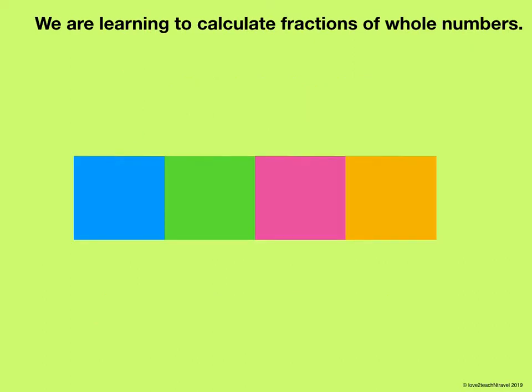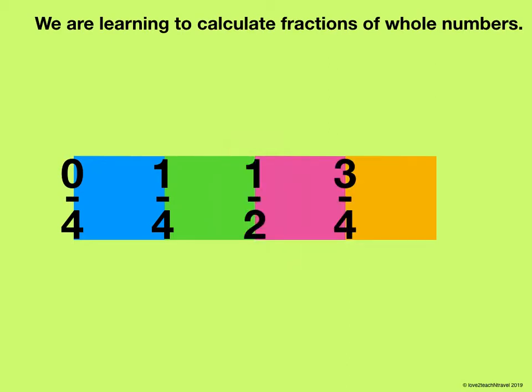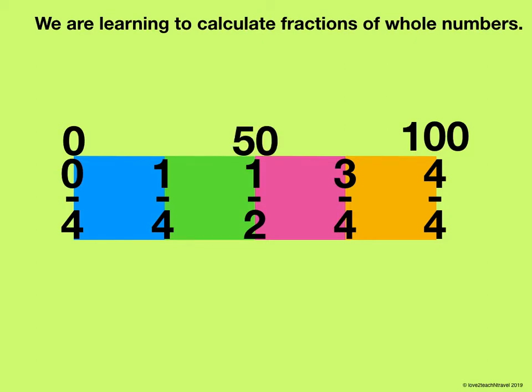Another way of looking at this as a visual is like a number line. So we've got 0/4 at the start, 1/4, 2/4. I know that can be simplified. It should be written as 1/2. Then we've got 3/4 and 4/4, or known as 1. So I can have 0 here, and in this case, my whole is 100. So I know that half of 100 is 50, and I just worked out that half of 50, or 1/4 of 100, is 25, and 3/4 is 75.